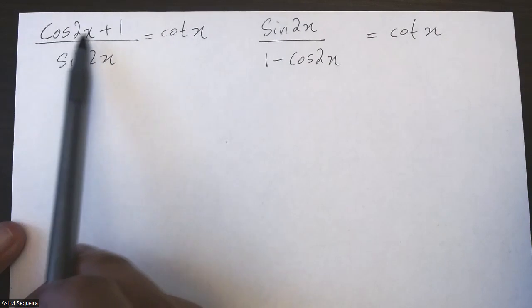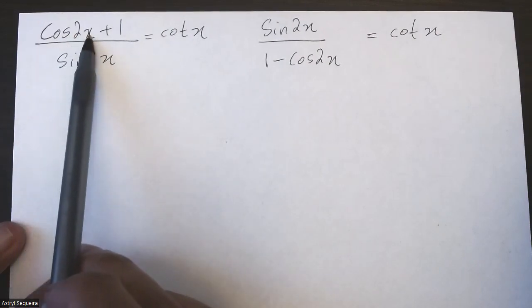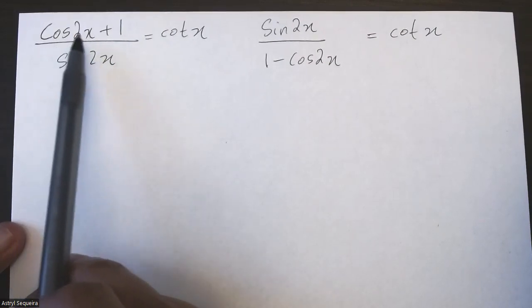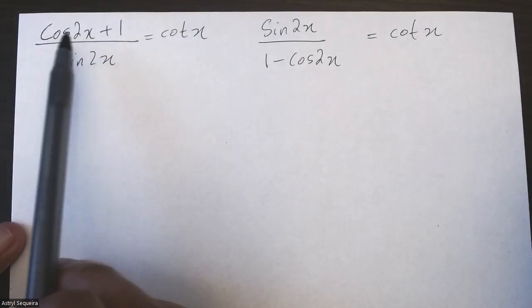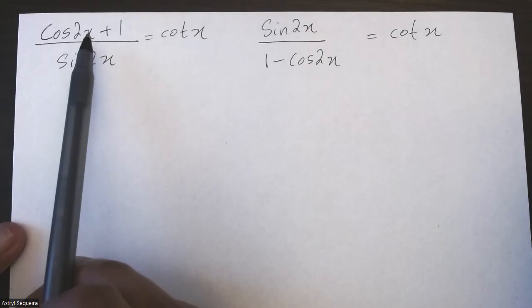Now there's three different double angle formulas for cos 2x. You have cos squared x minus sine squared x. You have 2 cos squared x minus 1. You have 1 minus 2 sine squared x.